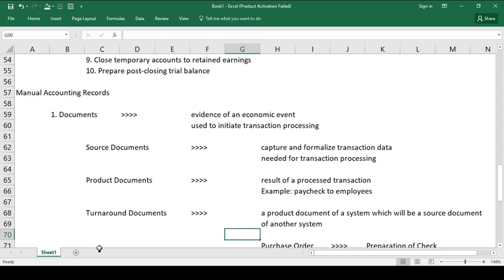Ano po yung tinatawag na source documents? Una, this refers to the captured and formalized transaction data needed for transaction processing.